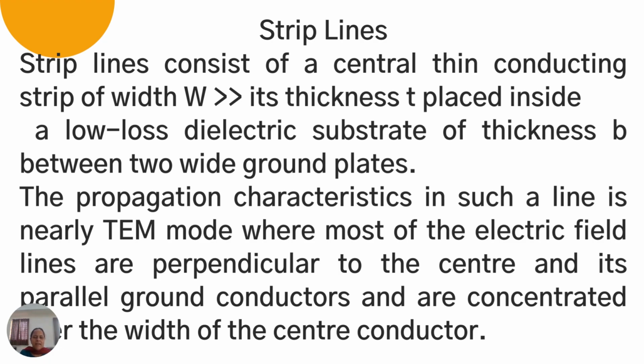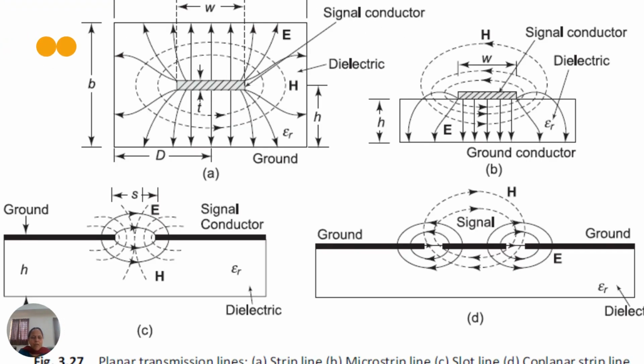The propagation characteristics, if you see here, based on the electric and magnetic field orientation, which kind of propagation is this going to take? It's a TEM mode of propagation, where most of the electric field lines are perpendicular to the center and its parallel ground conductors and are concentrated over the width of the center conductor. This diagram I have already explained.